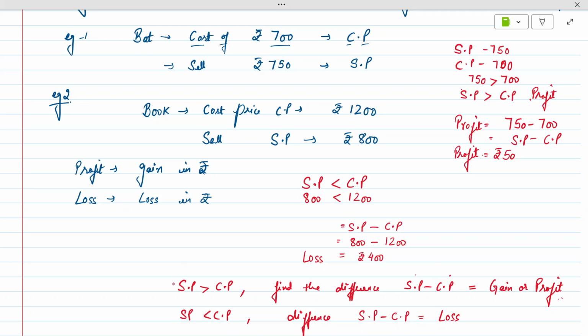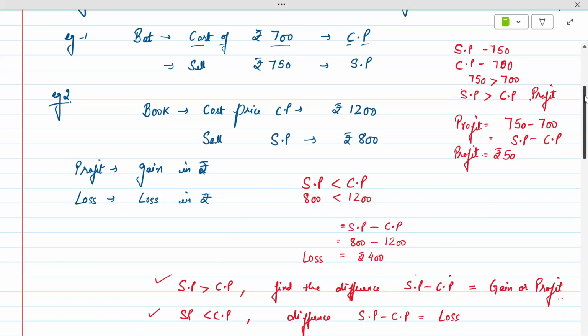Okay. So using this, we can see if selling price is greater, means we are selling at a higher price, means we are making profit. So finding the difference between the two will give us how much profit we are making. Similarly, if selling price is less than the cost price, that means we are selling at a lower price, and the difference between the two is the amount of money we lost. That is called loss. Okay, so these two are the main things which we should always keep in our mind.